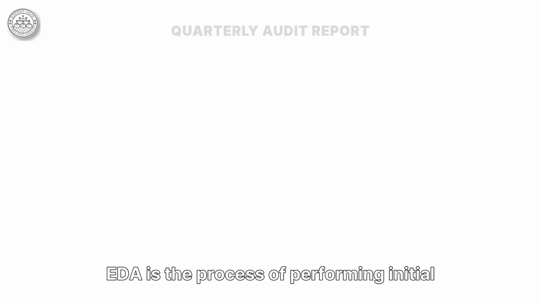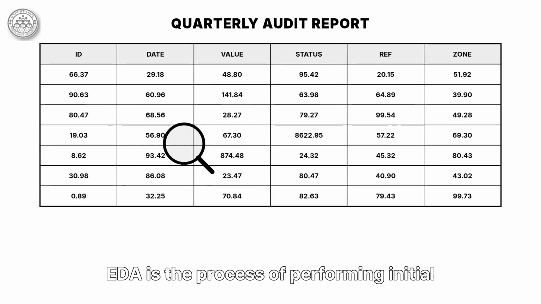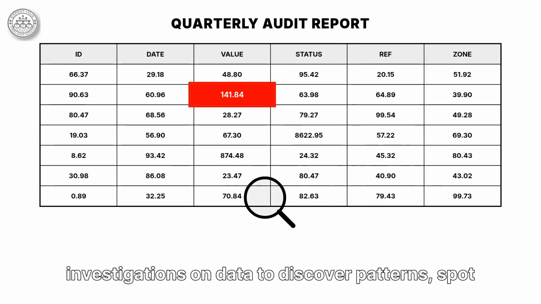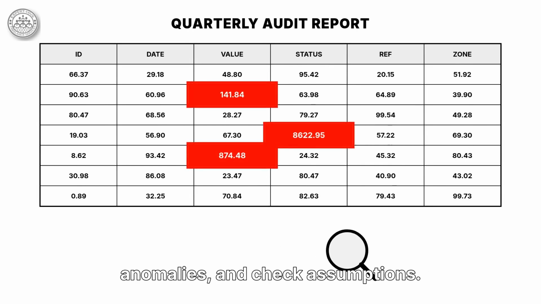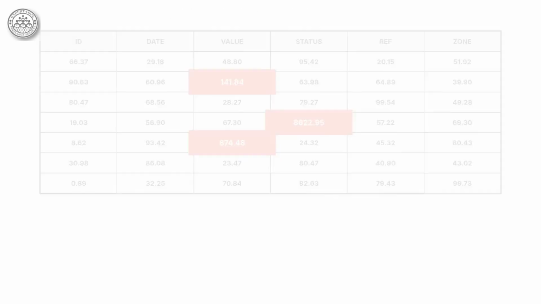Let's get started. EDA is the process of performing initial investigations on data to discover patterns, spot anomalies, and check assumptions. Think of it as interviewing your data before you hire it for a machine learning model.